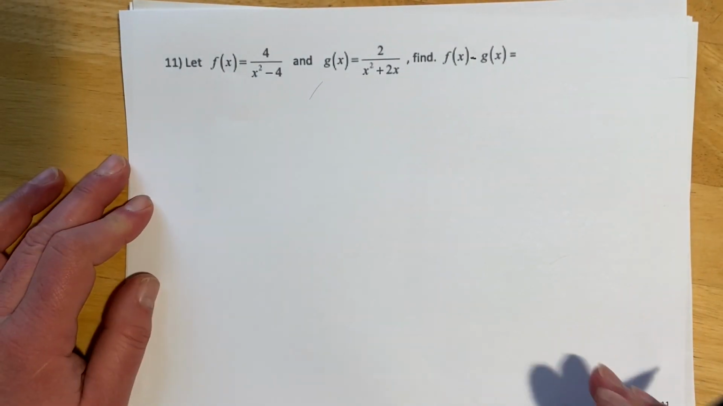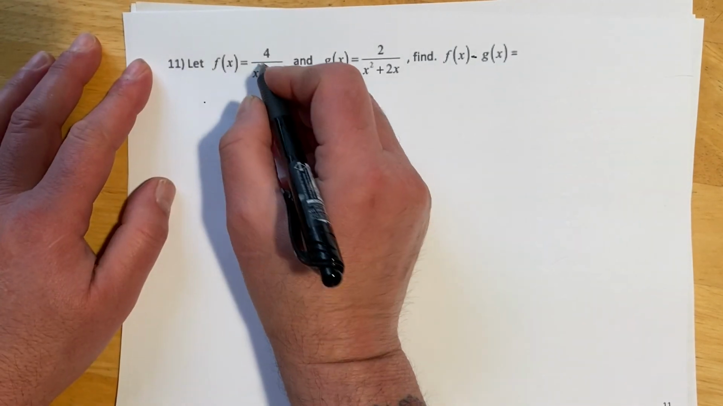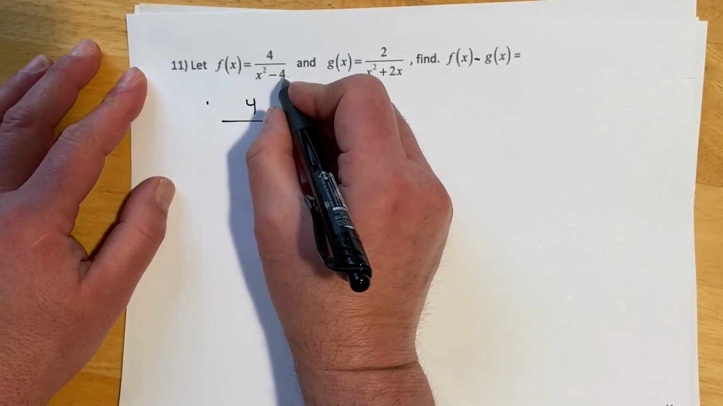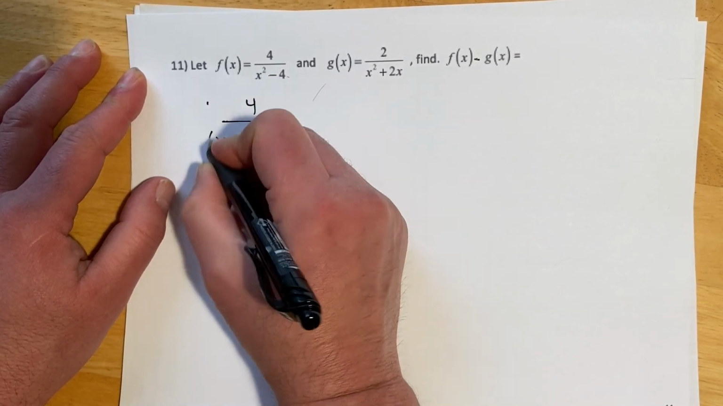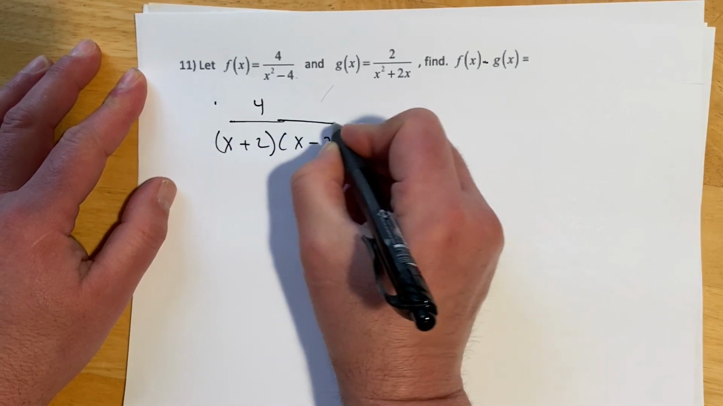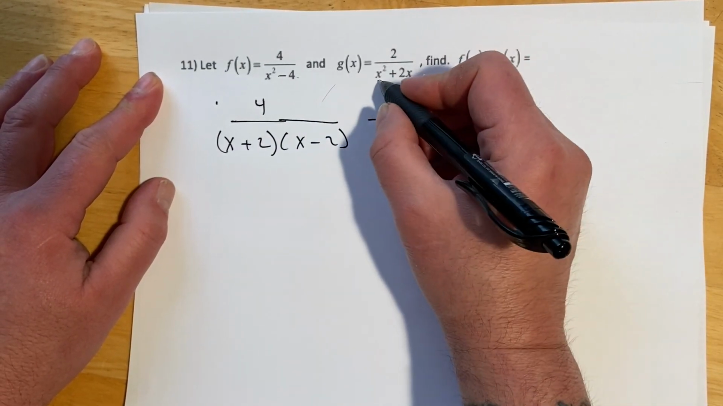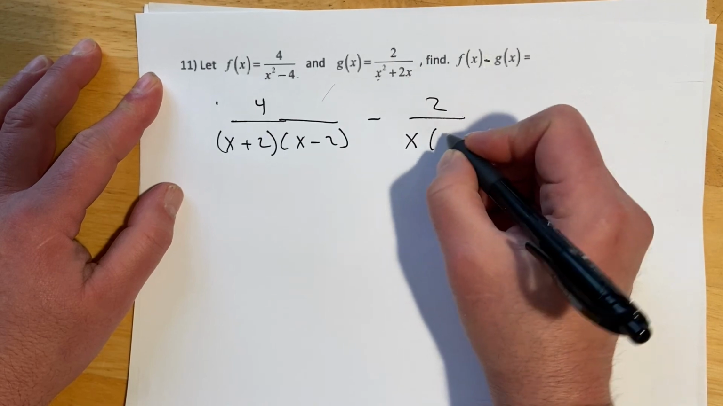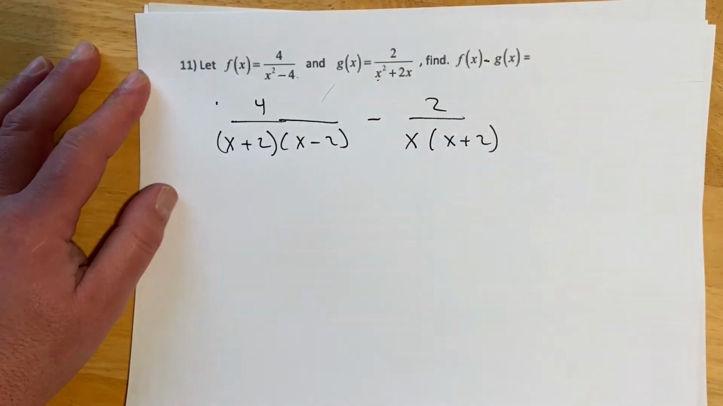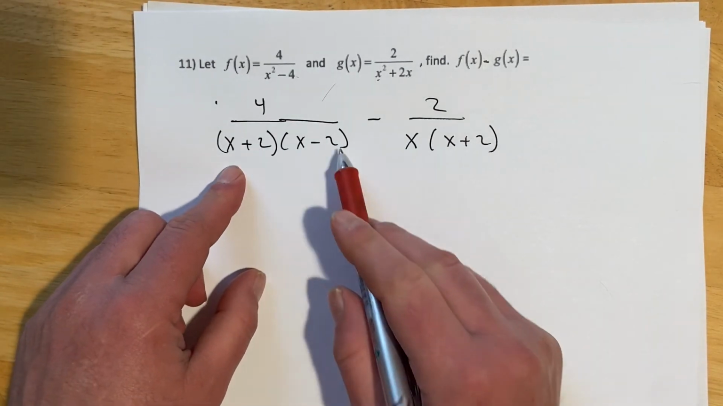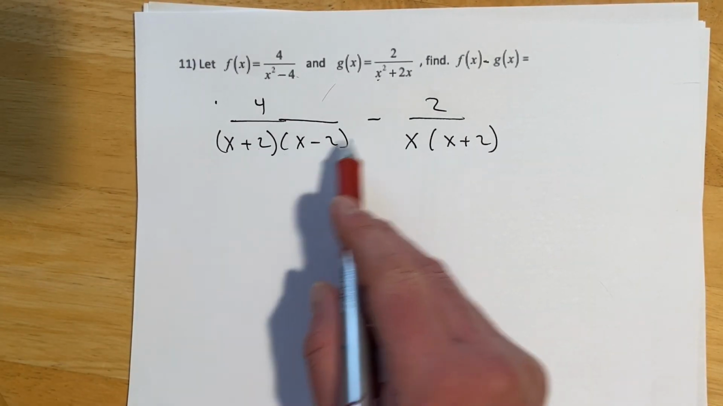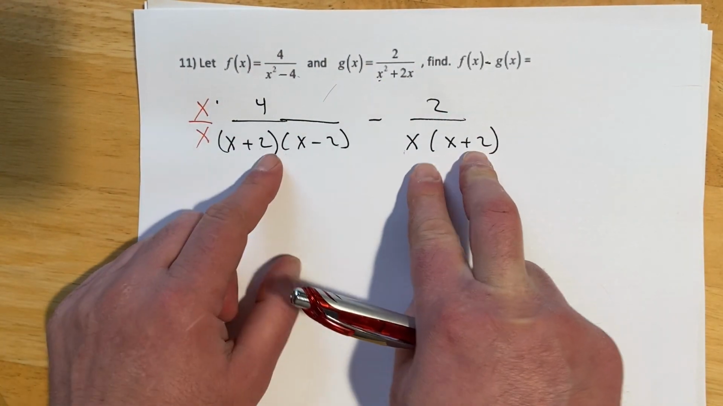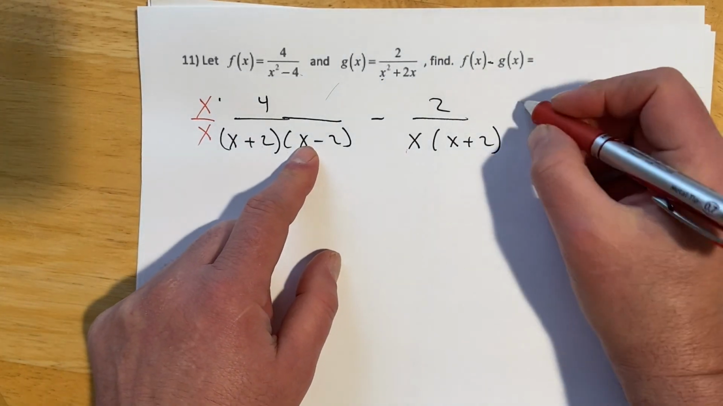Okay, and then this last one is the same idea, but a subtraction. So this is asking us to do this minus this. This one is 4 over x squared minus 4, which would be x plus 2 and x minus 2. Subtracting 2 over x squared plus 2x. So x squared plus 2x has a common factor of x, so that would be x times x plus 2. So then looking at these denominators, this one needs that x. And this one over here would be missing the x minus 2.